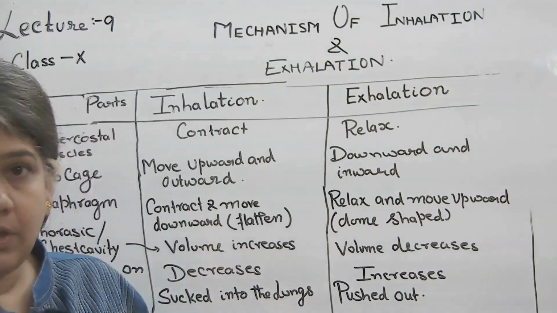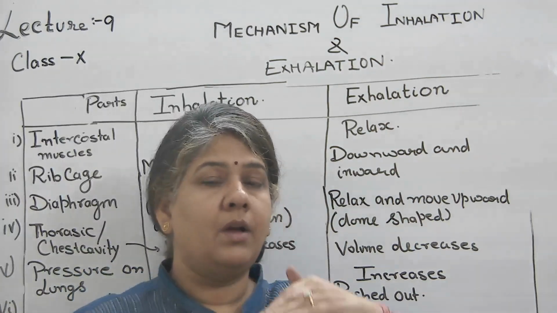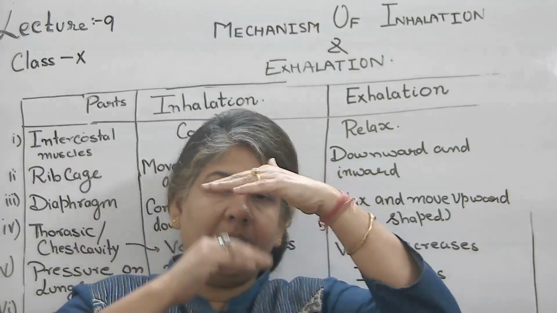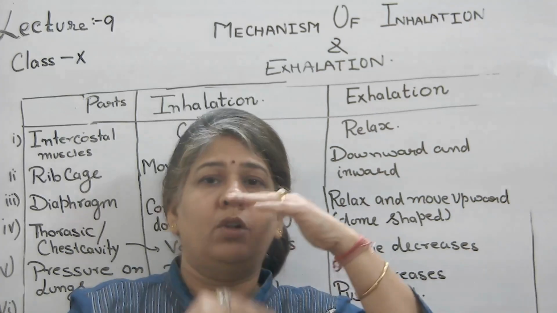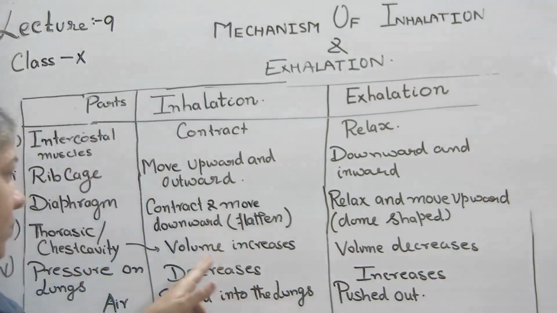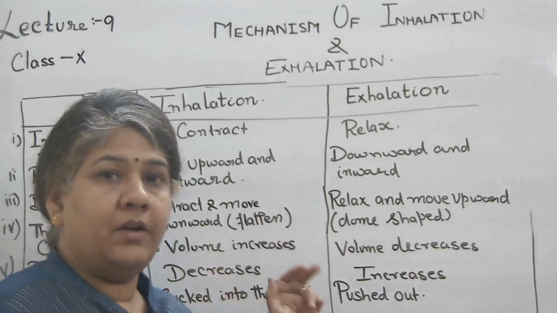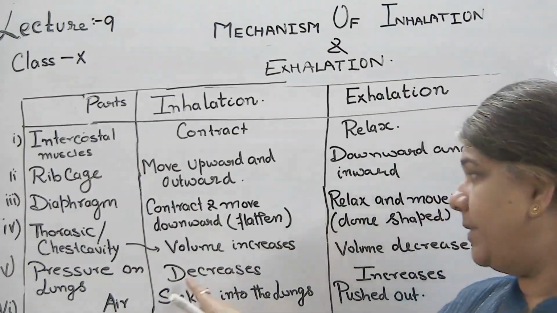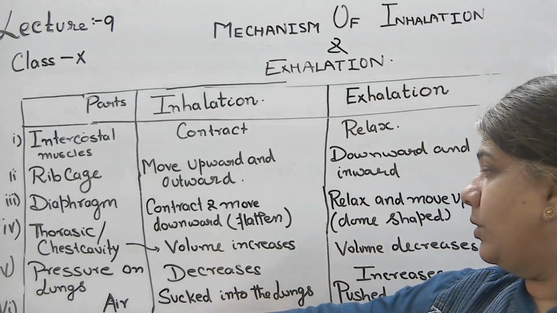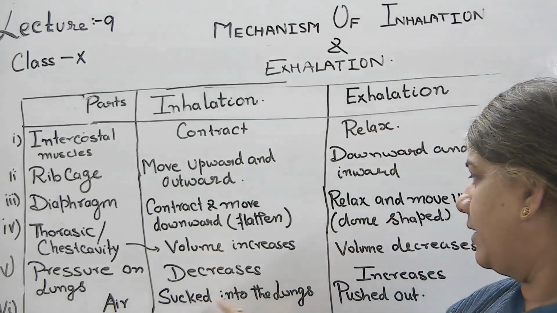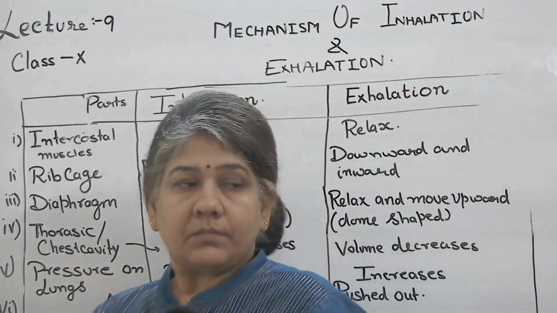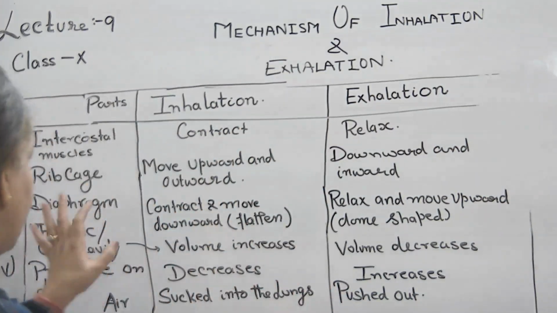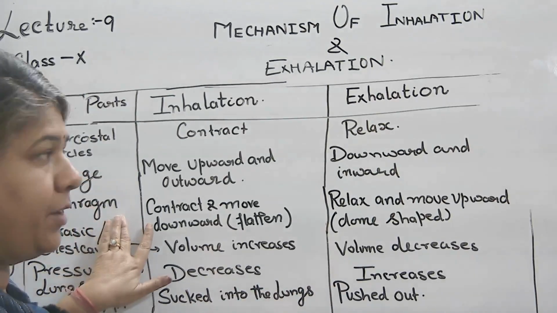So if our rib cage is moving upward and the diaphragm is moving downward, what is happening to this space? The space is increasing, or the volume increases. So the volume of the chest cavity increases and the pressure will decrease. Correspondingly, pressure decreases, so the atmospheric air is sucked into the lungs. So this is the coordinated action of our rib cage and diaphragm.